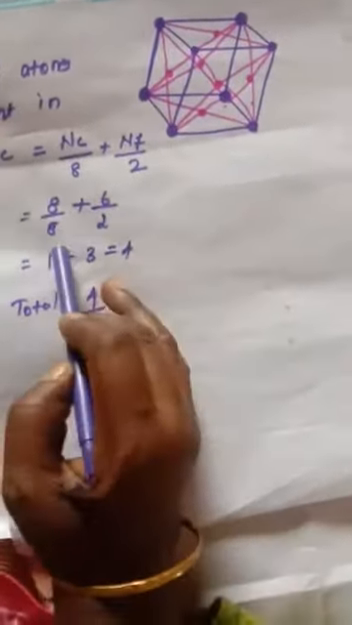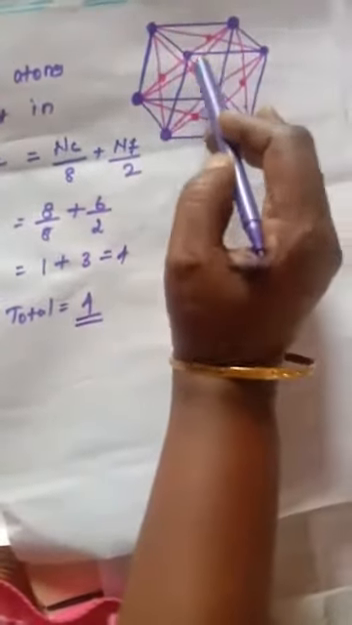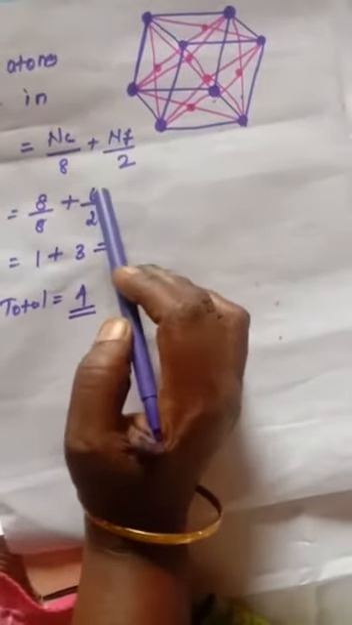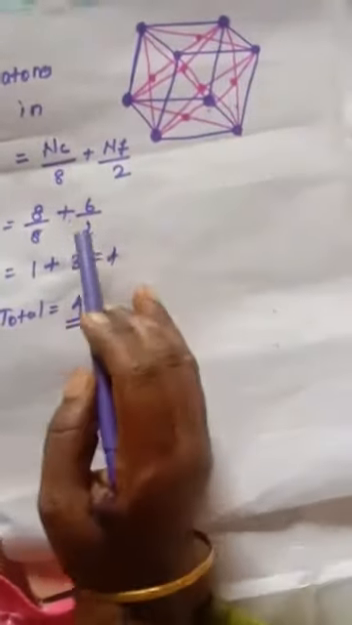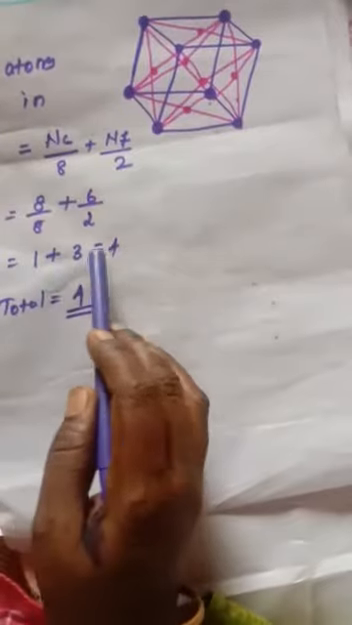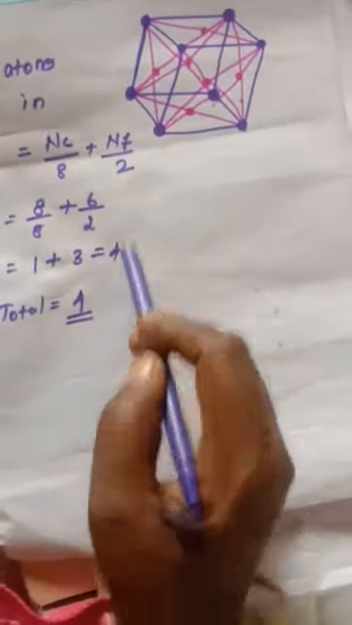So 8 by 8 plus, there are 6 faces: 1, 2, 3, 4, 5, 6. So the number of atoms present at the faces is 6 divided by 2, since each is shared by 2 unit cells. That is 1 plus 3, which is equal to 4. The total number of atoms present in the face centered cubic unit cell is 4.